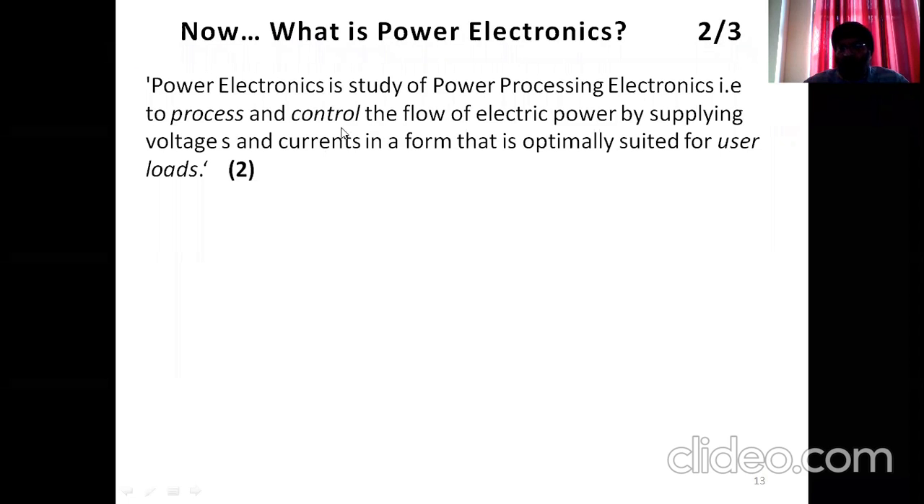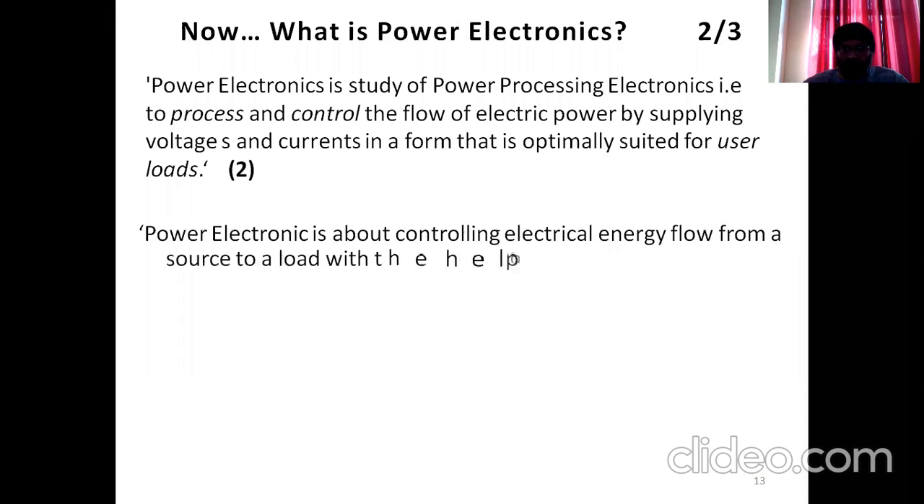So the control is for the flow of electrical power from the input supply to the output user load, which is optimally suited, meaning which is actually required at the user load, at the output, which is possible due to control. Okay, so these things we will do when we go to power electronic circuits, but these definitions you have to understand.